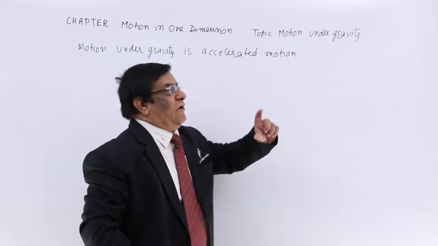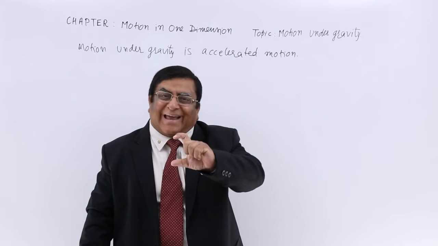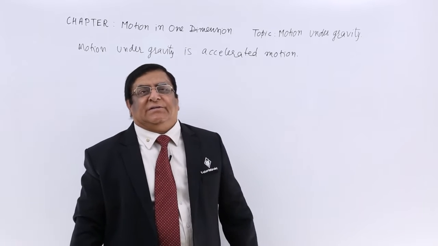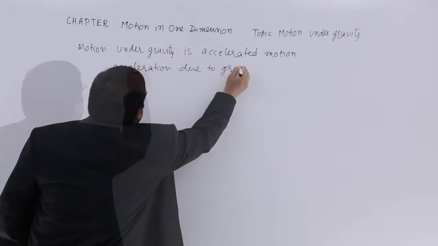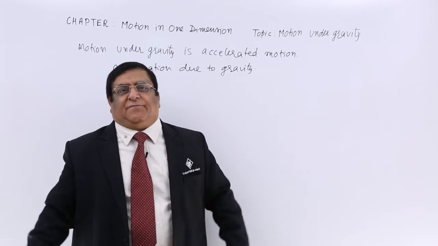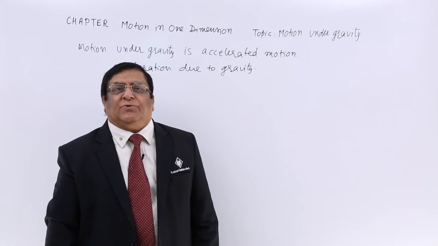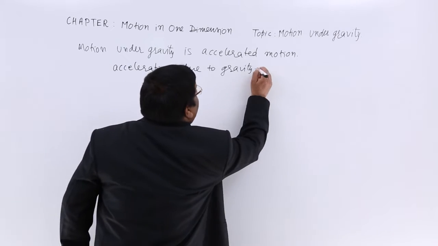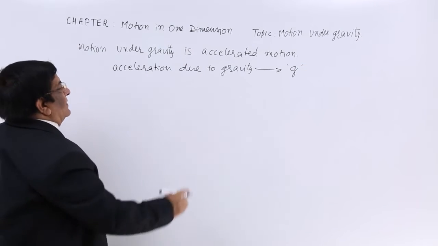That means its average velocity in the first second, then the average velocity in the second second increases, and in the third second also increases. This increase in velocity is called acceleration due to gravity. This acceleration due to gravity is everywhere on the surface of the earth, and each and every motion is affected by it. Therefore, we have a separate notation for this, a symbol for it, g.